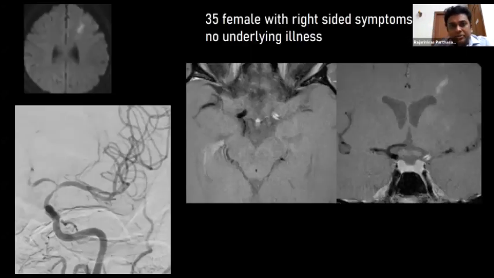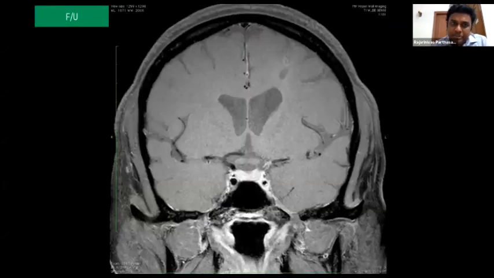This is a 35-year-old female with right-sided symptoms, no underlying illness. You see a left-sided stroke. There is narrowing of the terminal ICA, A1 ACA and M1 MCA. This is a post-contrast T1 imaging, which shows avid enhancement. If you see, this is the pituitary stalk. There is as much enhancement as the pituitary stalk, so it's a grade 2 enhancement. There is thickening of the wall and it is circumferential. So in this particular patient, we thought it was a focal vasculitis. And 1 year later, we had done a follow-up imaging and there is persistent enhancement, less than what it was before. So in vasculitis, the main reason for showing this case is that it will persist for many, many months.